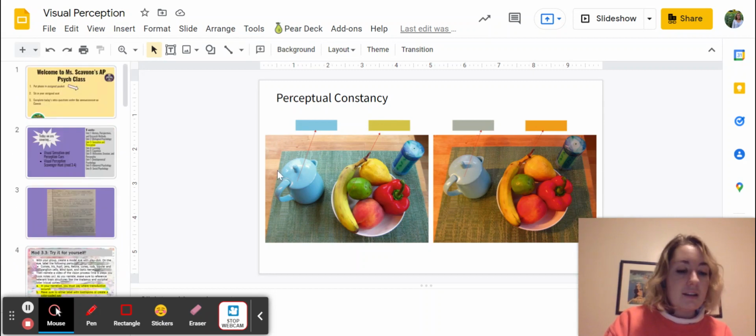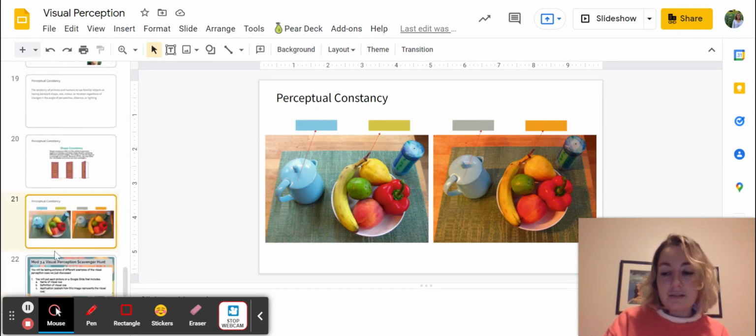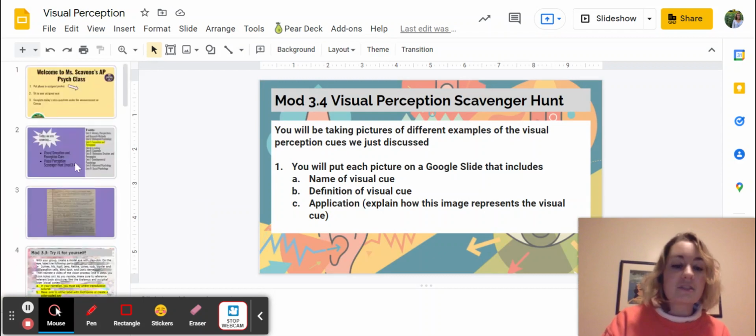So there you go, that's the main thing. And you guys are going to get to do your little scavenger hunt and look for some examples of these things on your own.